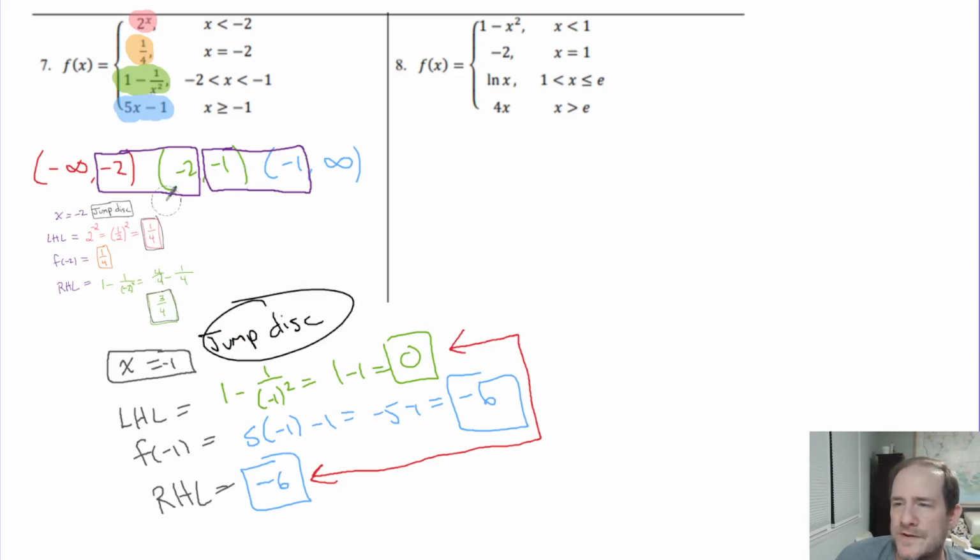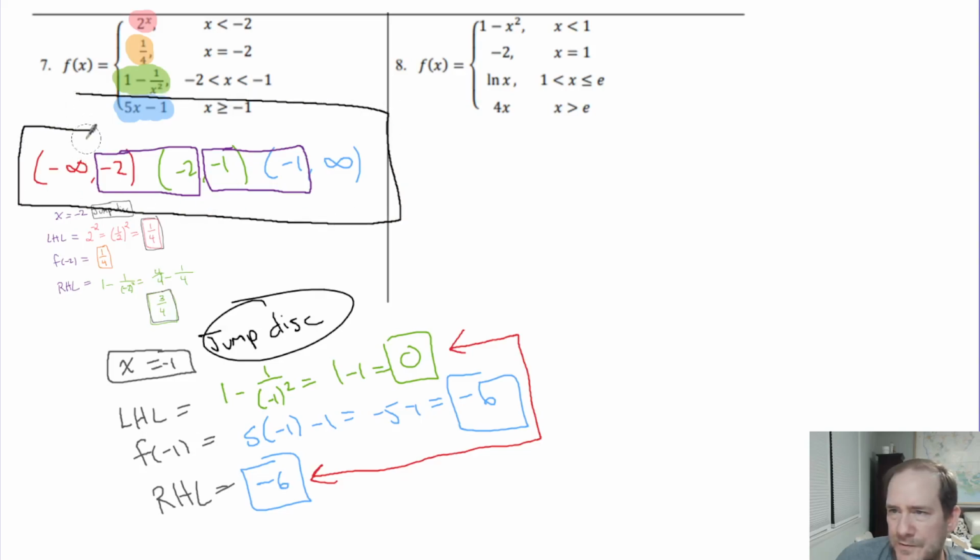So since both of these are jumps, these would be our intervals. I don't have to put any of the intervals together. So we get the red, the green, the blue. Those are the intervals on which we are continuous, and we're getting jump discontinuities everywhere else. Let's do 8.